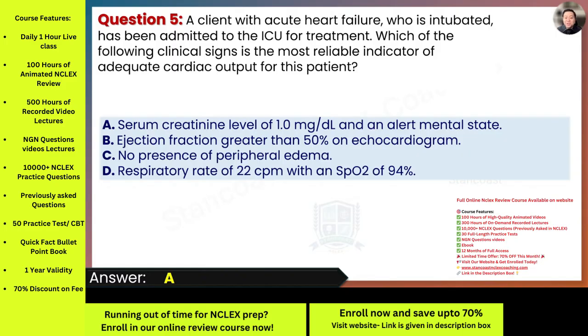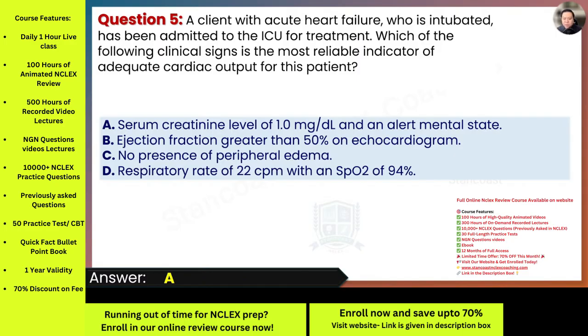Well, I want you to recall that the kidneys receive about 25% of the cardiac output. So a normal creatinine level of 1.0 suggests that the kidneys are being adequately perfused. It simply means that there is sufficient cardiac output. And similar to that, the brain is also highly dependent on oxygen and nutrients delivered by cardiac output. And so an alert mental state suggests that the brain is receiving adequate blood flow.